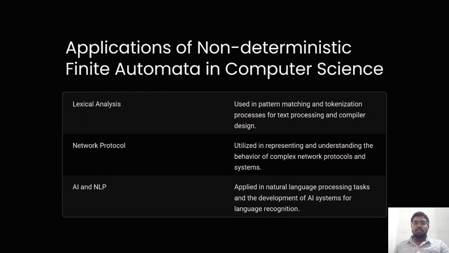Applications of non-deterministic finite automata in computer science. Lexical analysis: used in pattern matching and tokenization processes for text processing and compiler design. Network protocols: utilized in representation and understanding the behavior of complex network protocols and systems. AI and NLP: applying to natural language processing tasks and developing AI systems for language recognition.